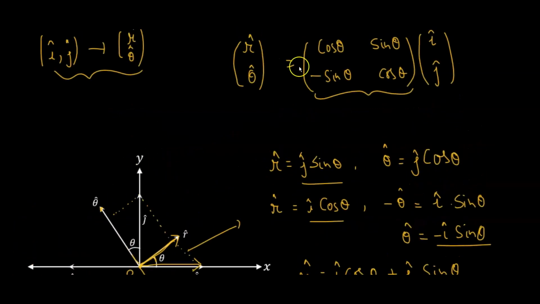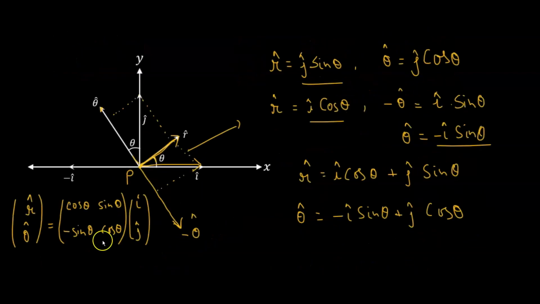So let's compare both of them. Yep, cosine theta, sine theta, negative sine theta, cosine theta. So that means when we have i cap and j cap, and if we multiply it to this transformation matrix, that is going to take us to r cap and theta cap.